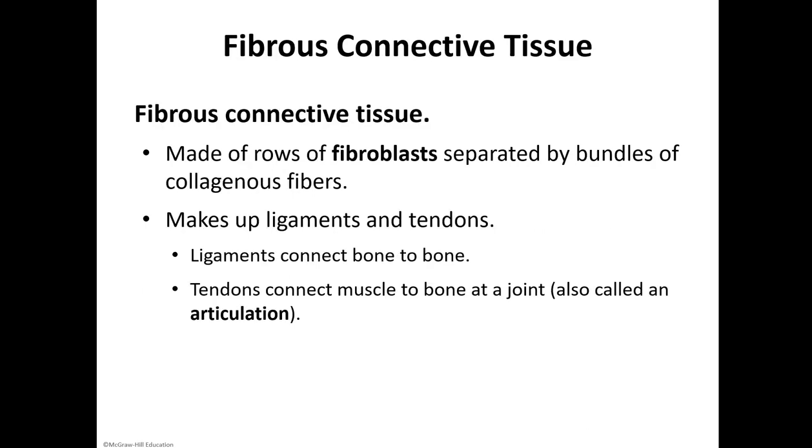Fibrous connective tissue. Fibrous connective tissue is composed of cells called fibroblasts, separated by closely packed collagenous fibers, and found in the tendons and ligaments. Ligaments connect bone to bone. Tendons connect muscle to bone.